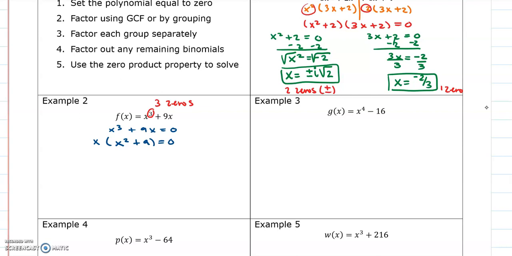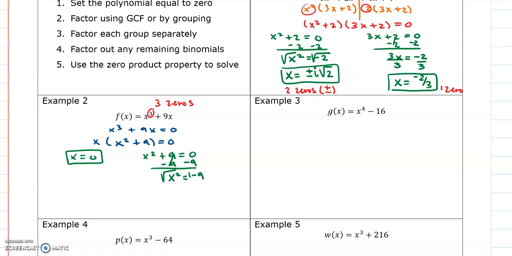I've factored as far as I can go, so I'm going to set both pieces equal to 0. So x equals 0, and then x squared plus 9 equals 0. Well, x equals 0 is already solved, so there's 1 zero here. And now I'm going to solve x squared plus 9. Subtract 9. You get x squared is equal to negative 9.